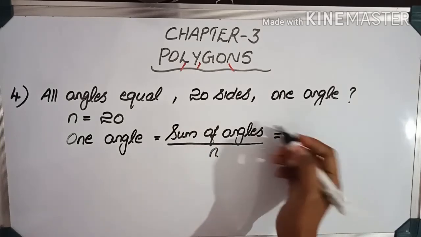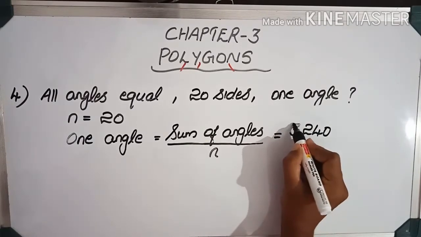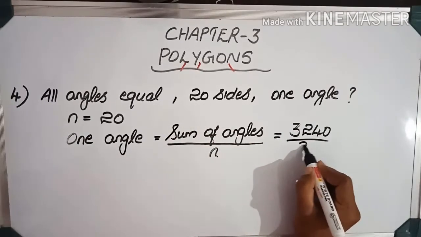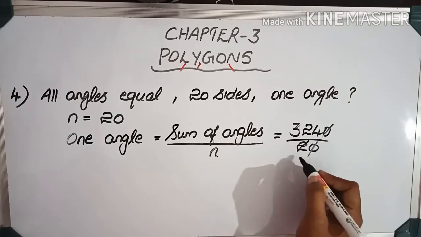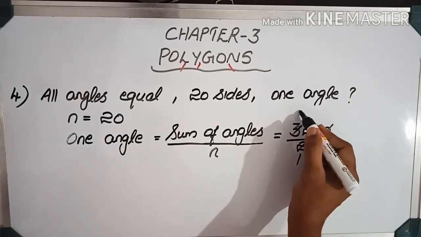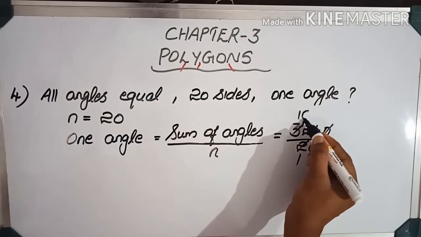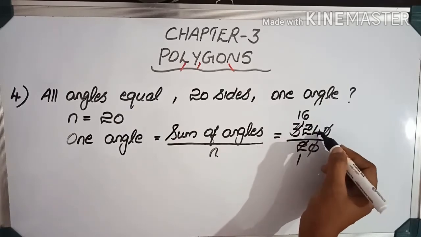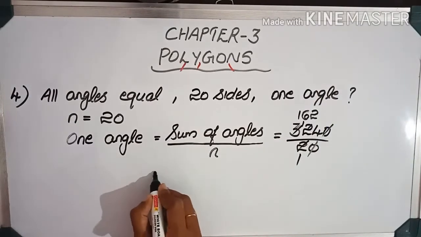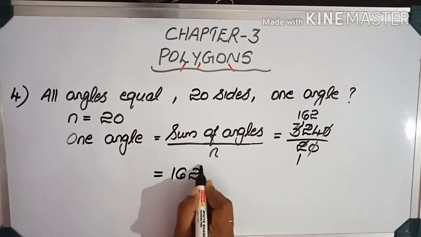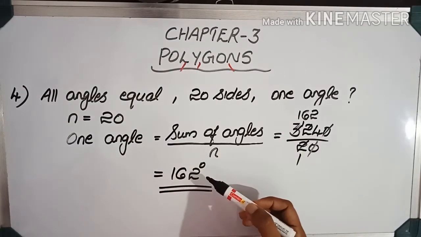Now, the sum of angles we got is 3240. The number of sides is 20. So 0 and 0 we can cancel. In 2 only one 2. In 3 also one 2, and one 2s are 2, balance 1, it is 12. In 12, how many 2s? Six 2s are 12. In 4, how many 2s? 2. So 162. So one angle will be 162 degrees. All the angles are 162 degrees.